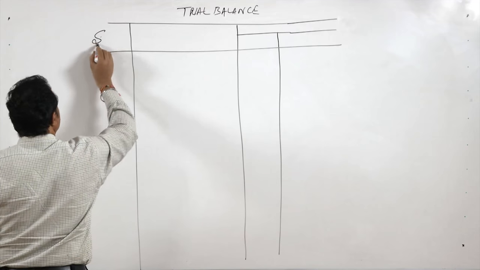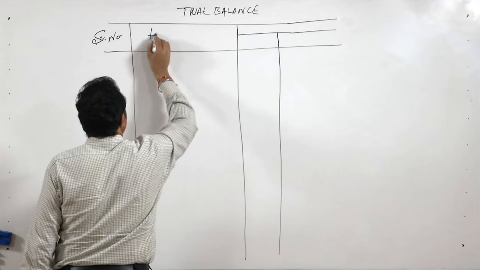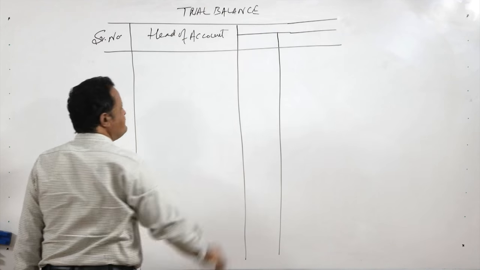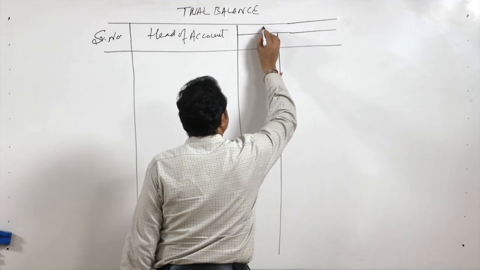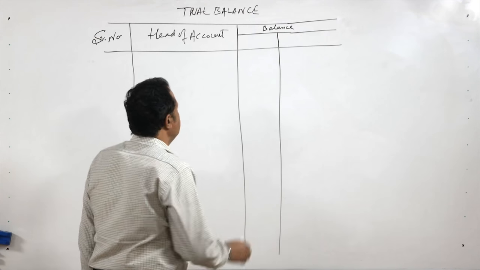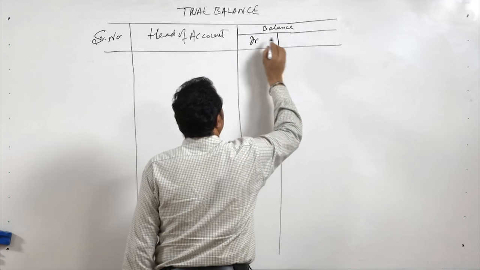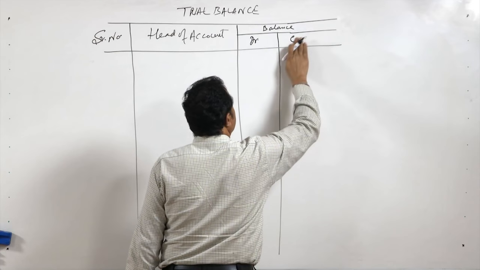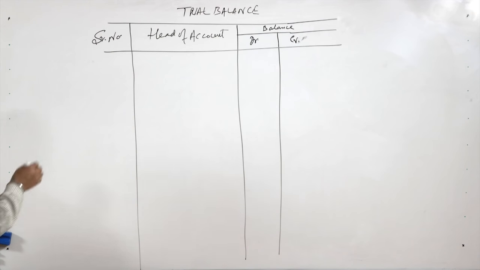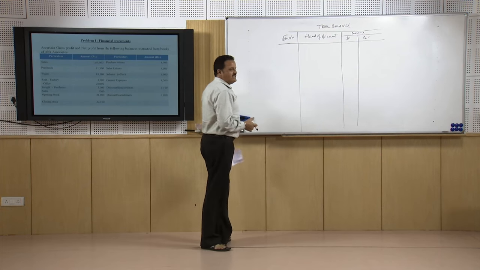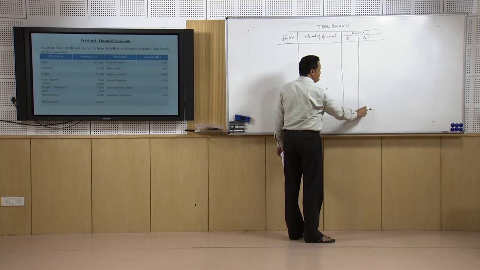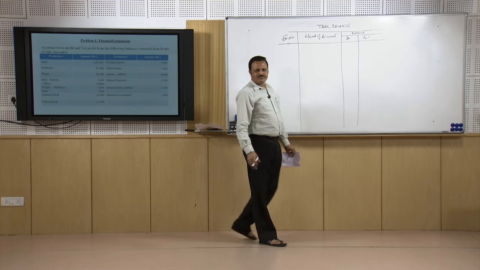These columns: first is the serial number, this is for the head of account, and this is the column for balance, those balances which you have calculated in the ledger. This is the column for debit balance, and this is the column for CR, the credit balance. So we will put the serial number, head of account and the balances, and when we put all the balances at the right place, the total of this column should be equal to the total of this column. The totals of both columns should be correct.